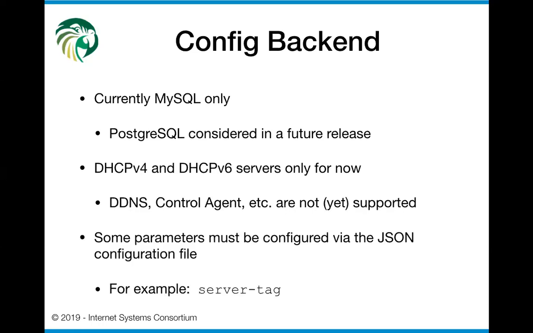Some parameters obviously must be configured via the JSON configuration file. So for example, the server tag, or the name, as far as the database is concerned, of each individual DHCP v4 and v6 server, is not able to be changed on the fly through the configuration backend. That is still going to be a change that will need to be made on the DHCP server itself.